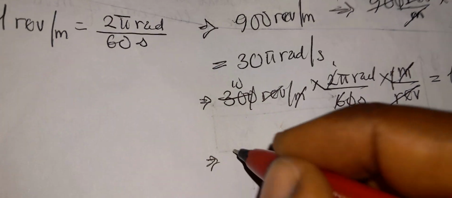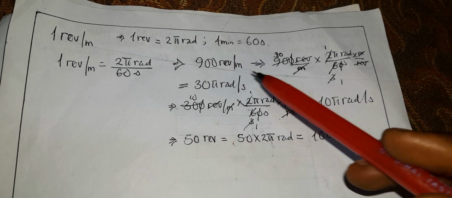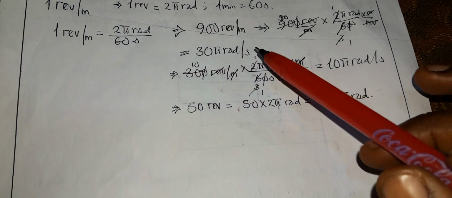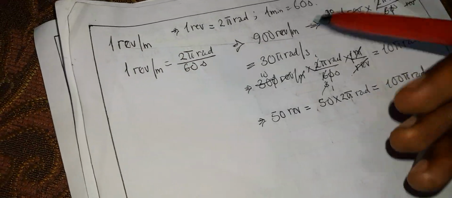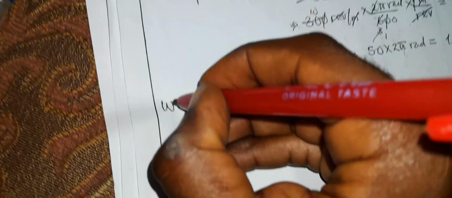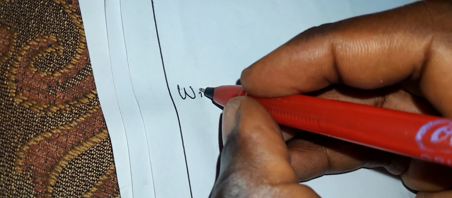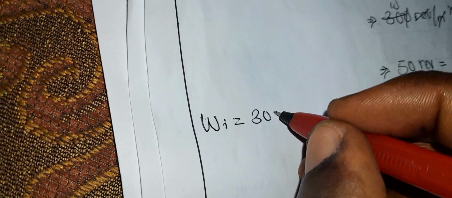I think we still have one. We have 50. Right, so in this order we have this, we have this, we have this. Now we need to assign what is this, what is this, what is this. Okay, so from the equation, the initial angular speed is 30 pi rad per second.